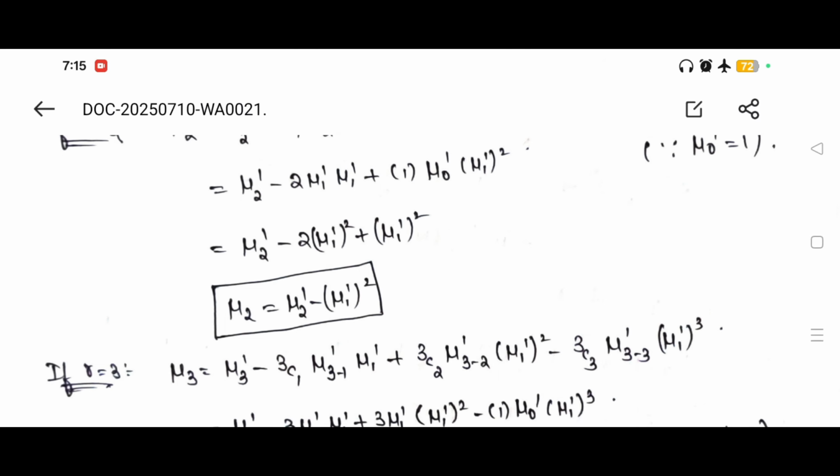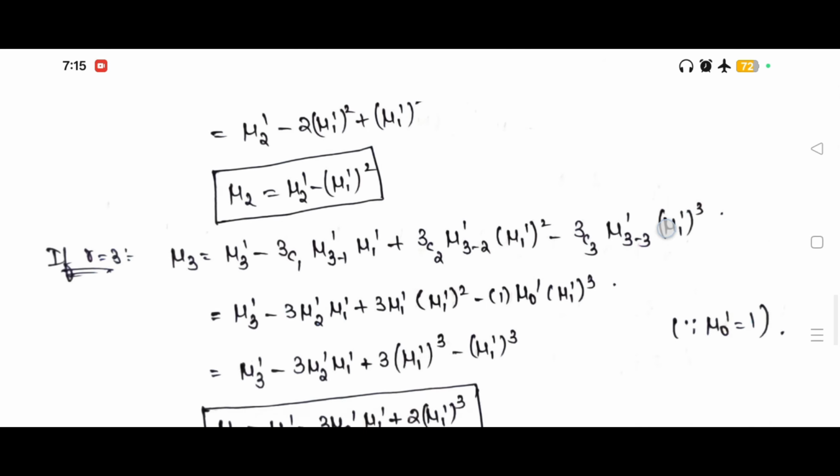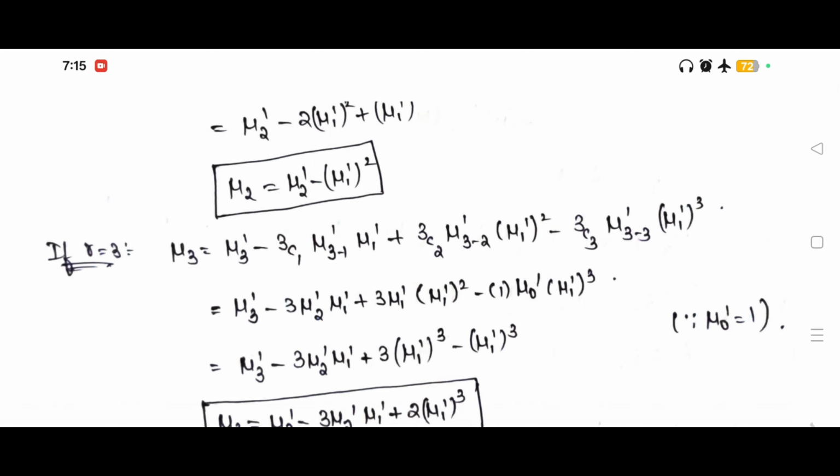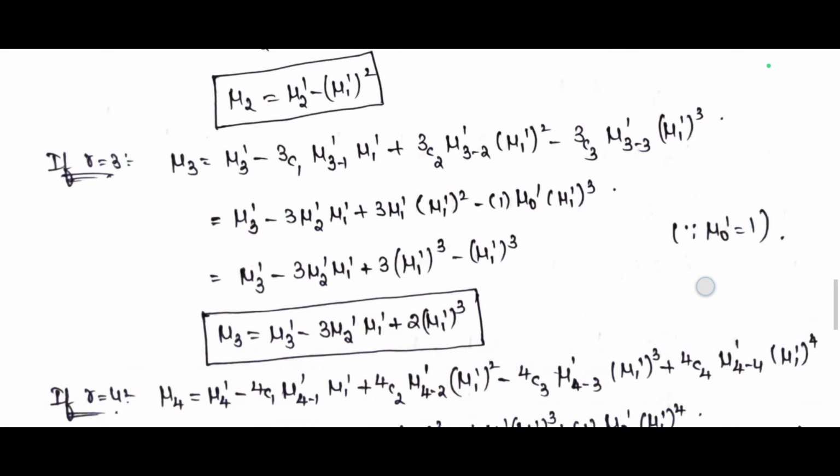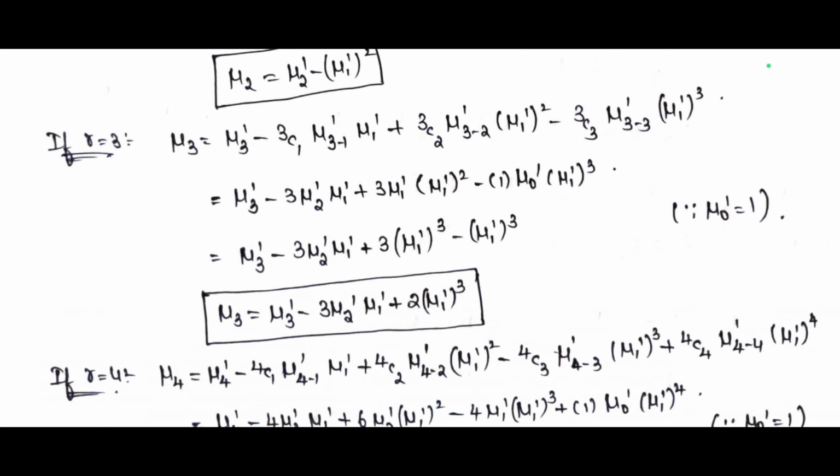If you substitute r equals 3, then you will get mu3 is equal to mu3 dash minus 3c1 into mu3 dash plus 3c2 into mu3 minus 2 power 1 dash, we can say mu1 dash whole square, and 3c3 and so on. Like that, we are getting the interrelationships between the central moments and the non-central moments.